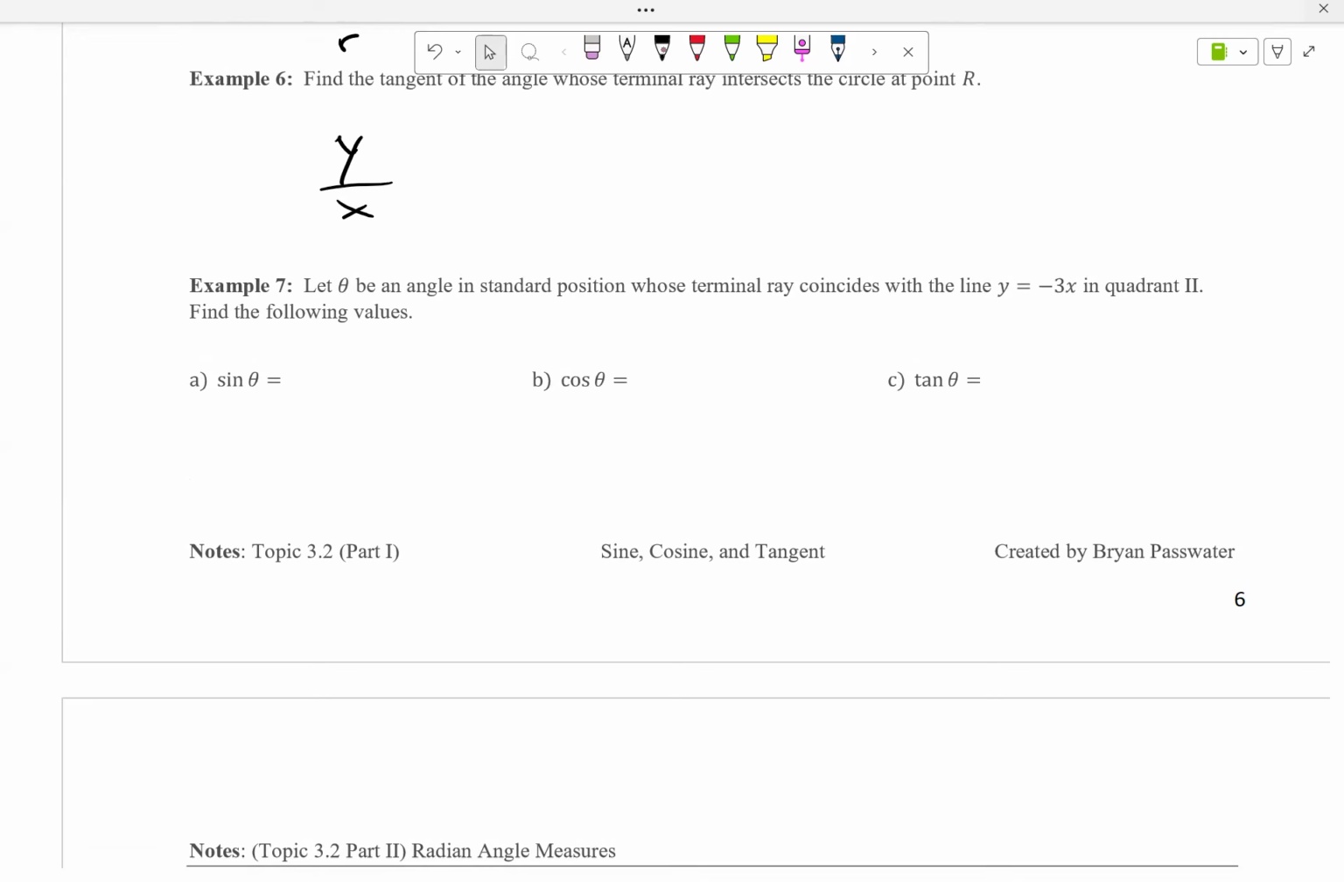Check in with your neighbor whenever you're ready. Work out sine theta first. So, wait, what is it? Oh, it's negative 3x. Yes. I got it. So that's over. You got it already? Yeah.